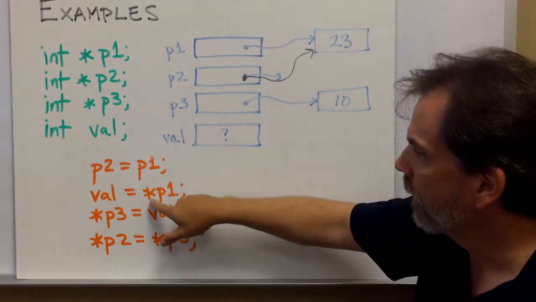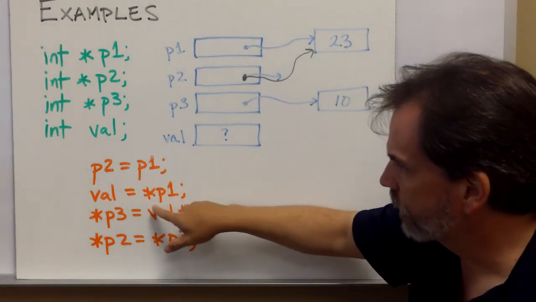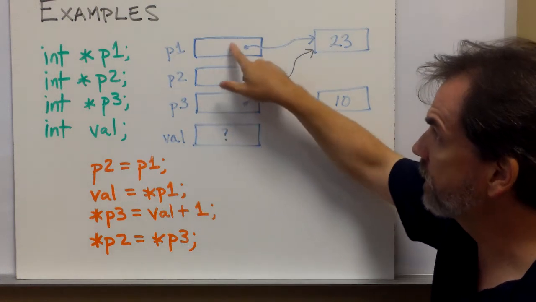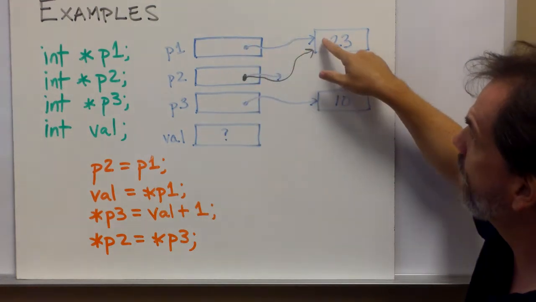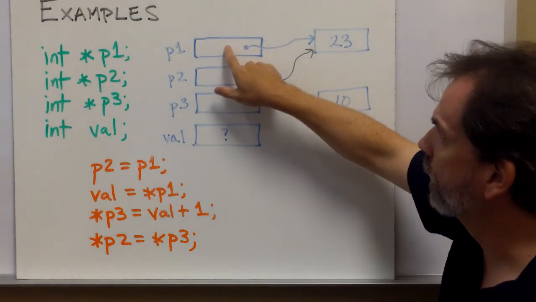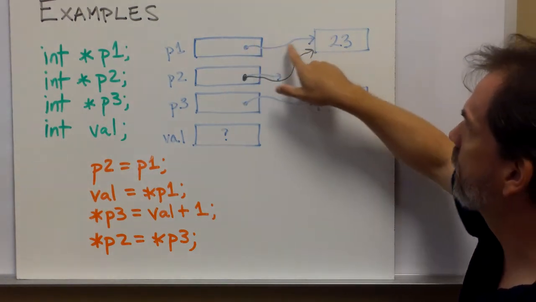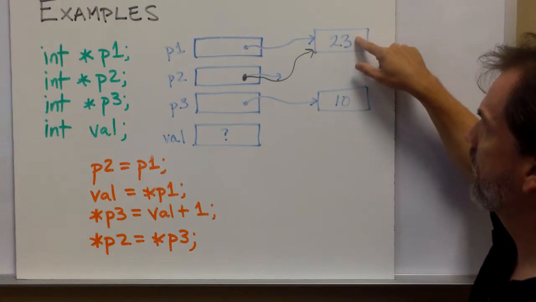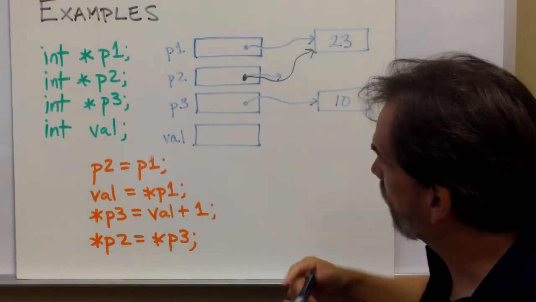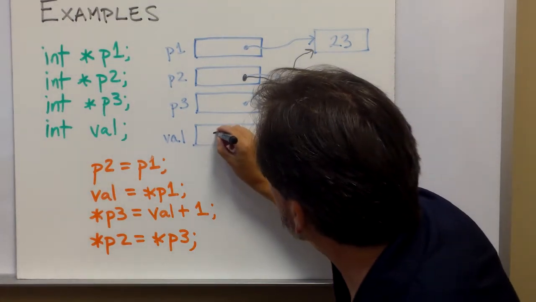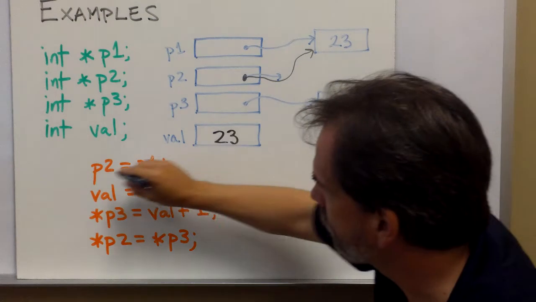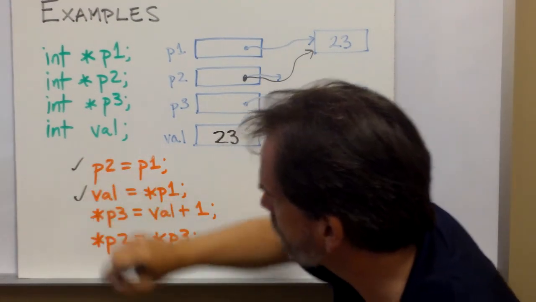If I do val equals star p1, star p1 is not the content of p1, it's the content of where p1 points. So this would go to p1, follow this pointer, go to this address, and load this value, 23, and that's what would be placed here in val's box. Okay, so we've done this one, and we've done this one.